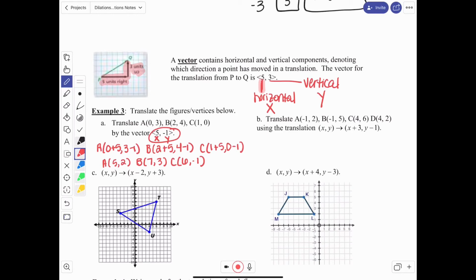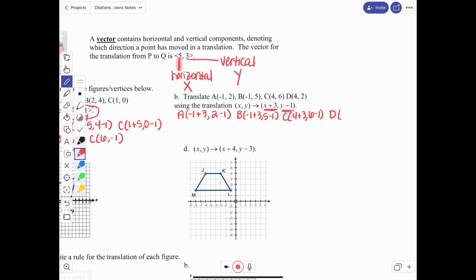Now, these can be written two different ways. We can write it like that. It can also be written a little more clear. I like it written like this because this specifically has X plus 3 and Y minus 1. So for this one, for A, I have negative 1 plus 3, and I have 2 minus 1. For my B, I have negative 1 plus 3 and 5 minus 1. And for C, I have 4 plus 3 and 6 minus 1. And for point D, I have 4 plus 3 and 2 minus 1. So for A, I will get 2, 1. For B, I will have 2, 4. For C, I will have 7, 5. And for D, I will have 7, 1. Okay?